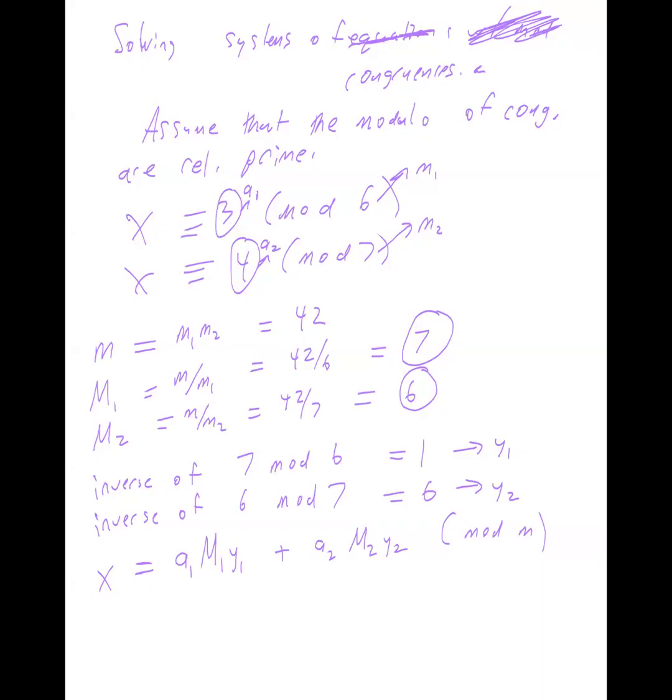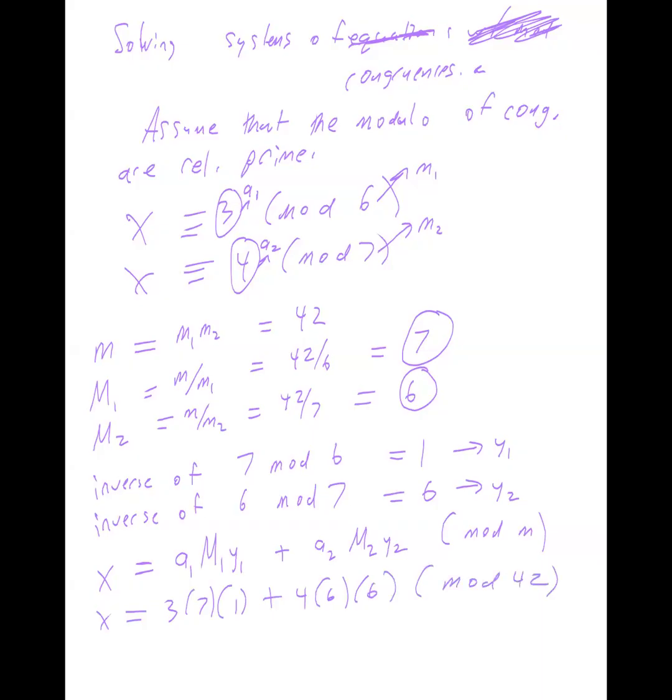So we're going to get x equals a2 in the second equation, and we're going to get x equals a1 in the first equation. So that's the reason why it works. So let's calculate what this is. x is going to equal a1, which is 3, times m1, which is 7, times y1, which is 1, plus a2, which is 4, times m2, which is 6, times y2, which is 6. And this is all mod m, and m is 42. So mod 42.